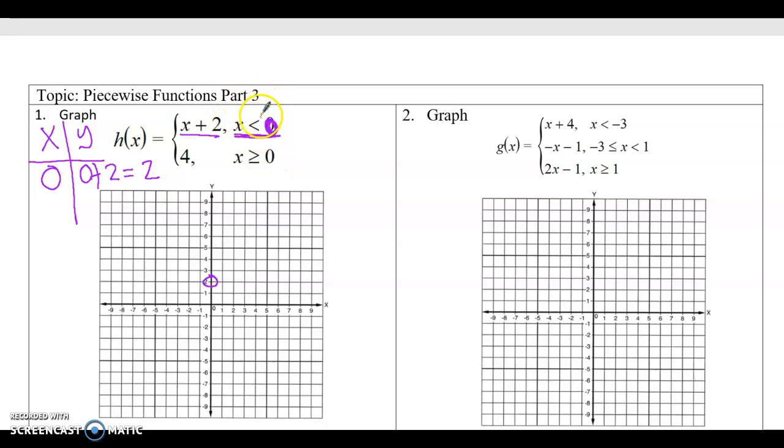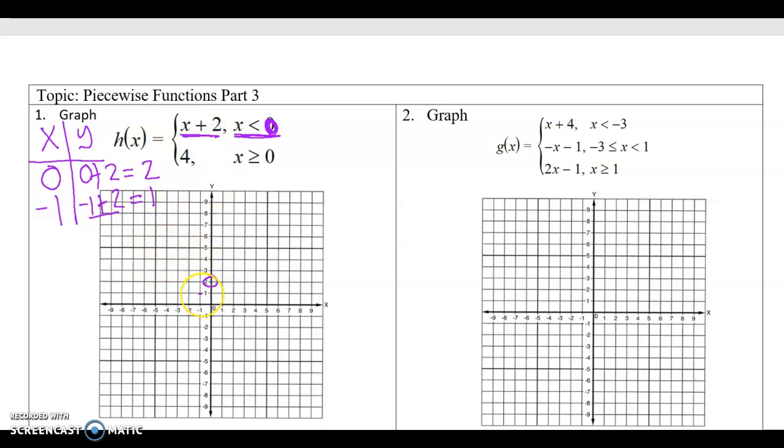Okay, so now I need to pick another x value because it only gives me a starting x value. So I need another x value that will make this domain restriction true. And so I'm just going to pick -1, because -1 I know is less than 0. So -1 plus 2 is +1, because I took this and I plugged it into this function. That's how I got +1.